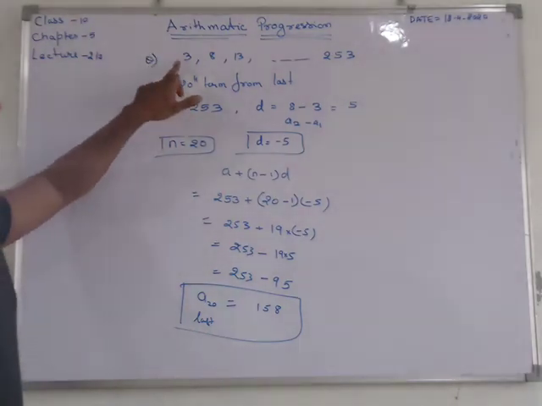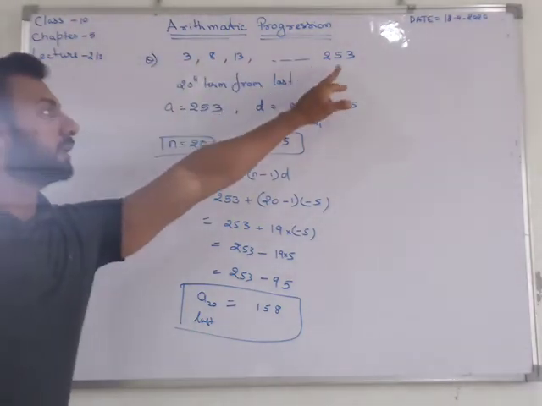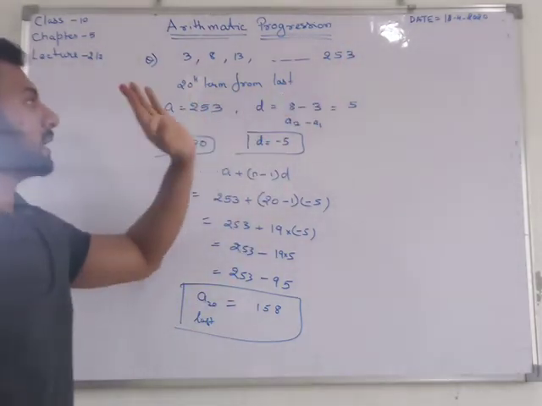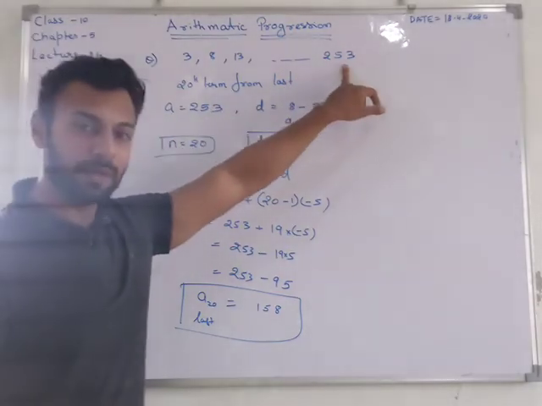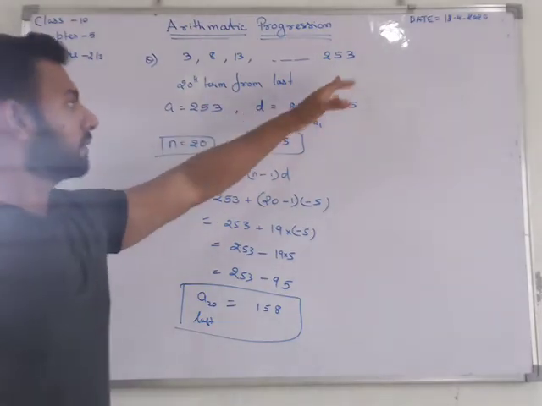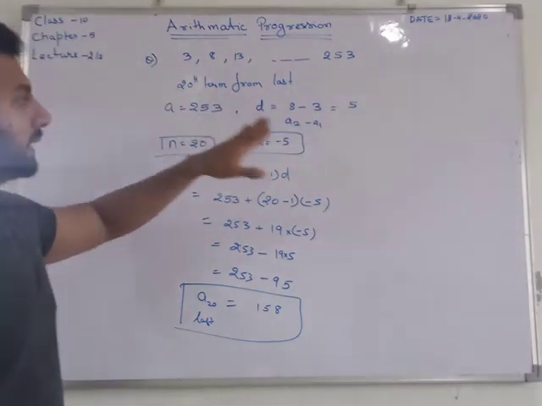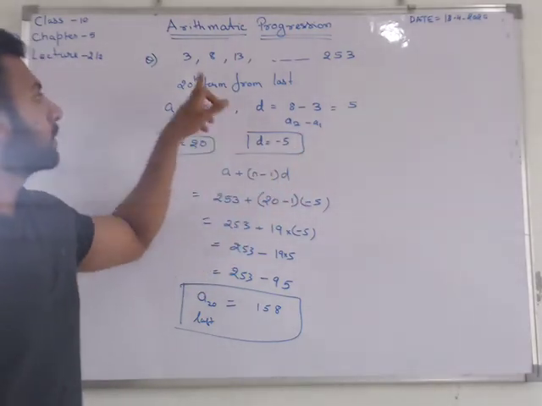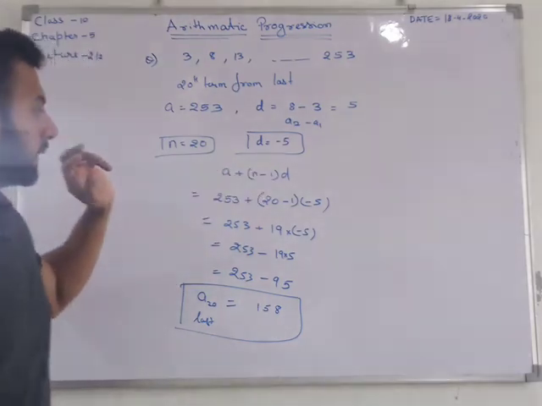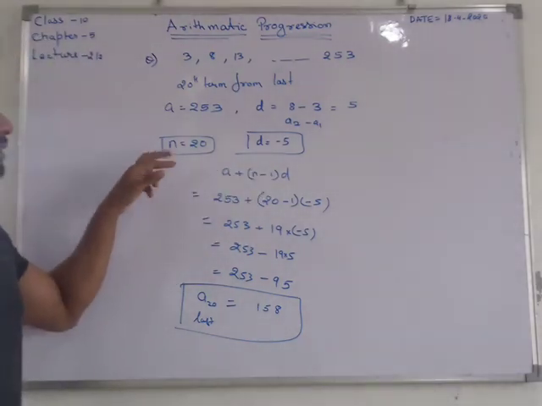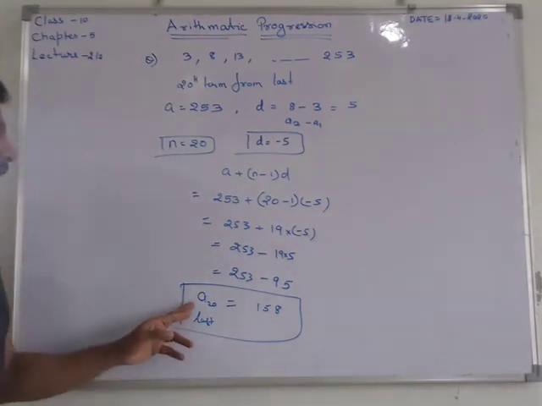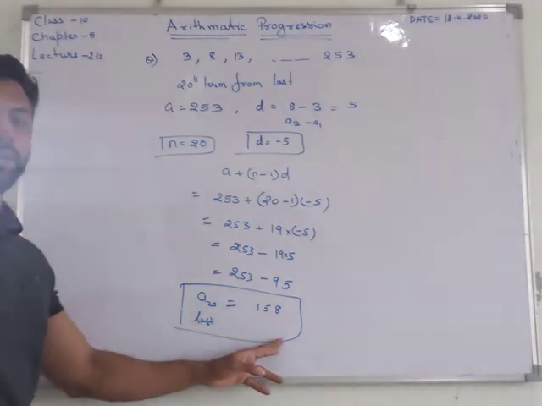In the question we are given the series 3, 8, 13 till 253. Now we have to find the 20th term from the last, so we have to count from the last. So this will be our A. When we find the difference from right to left, we take the difference as negative. So 8 minus 3 is 5, which is taken as negative 5. Now substituting the value of the unknown, here n is equal to 20, and solving this, we get the 20th term from the last, which is 158.